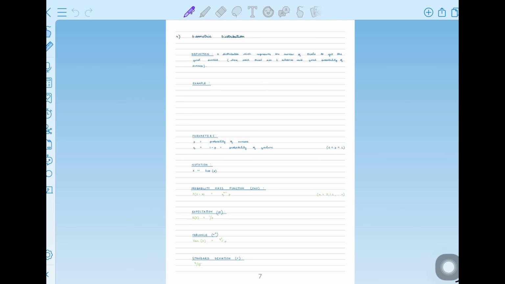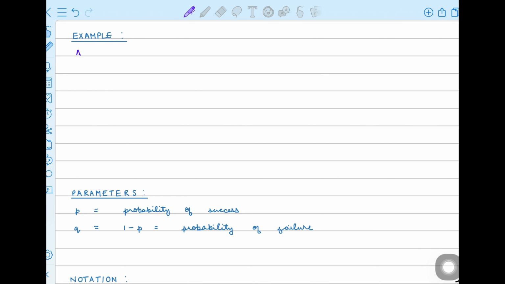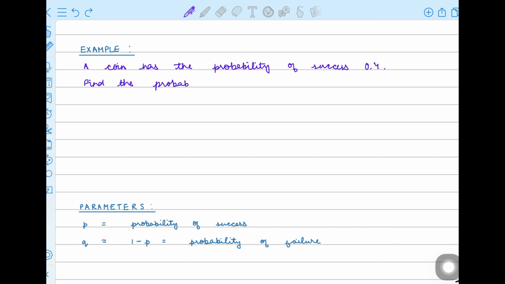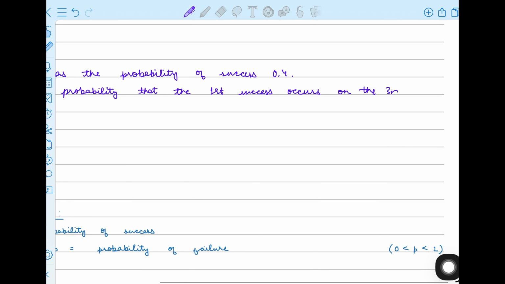Geometric distribution. A geometric distribution represents the number of trials required to obtain the first success. For example, a coin has the probability of success 0.4. Find the probability that the first success occurs on the third trial.